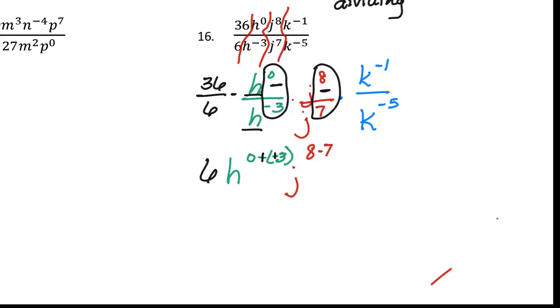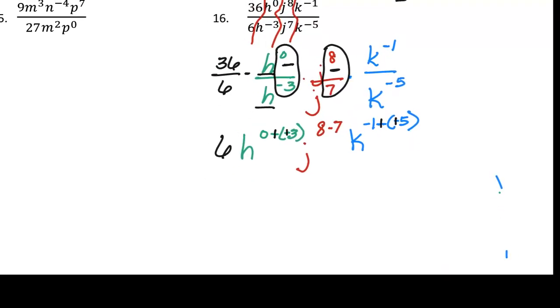And finally, k to the negative 1st divided by k to the negative 5th. You can also do this one 2 different ways. I'm going to show you the first way, which is what we've done with all of these. k to the negative 1 minus negative 5. Again, you have that double negative. Subtracting a negative changes that to a positive.